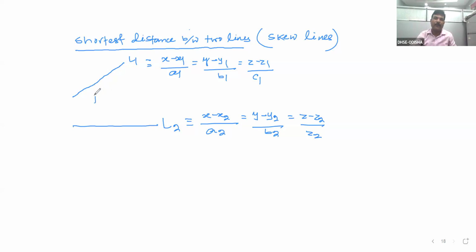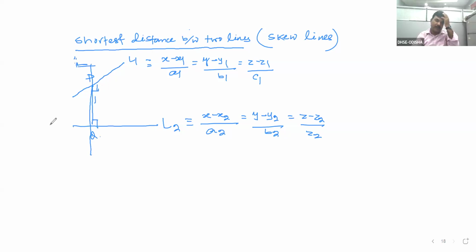Let P and Q be the points on line L1 and L2 respectively, such that PQ is perpendicular to both L1 as well as L2. This angle is 90 degrees and this angle is also 90 degrees, right? So let the line passing through the points P and Q be the line L. We have to find out the shortest distance, that is the length PQ, right?